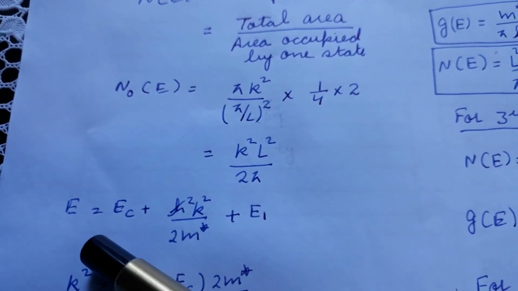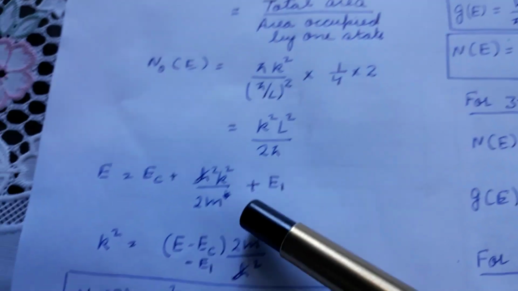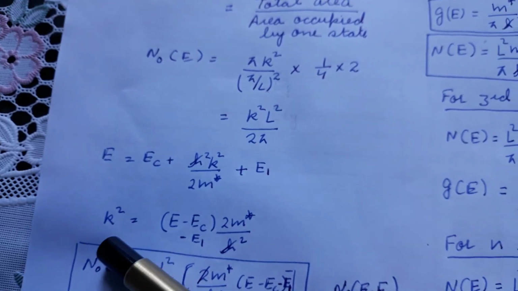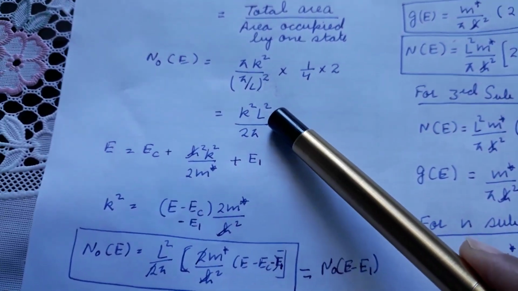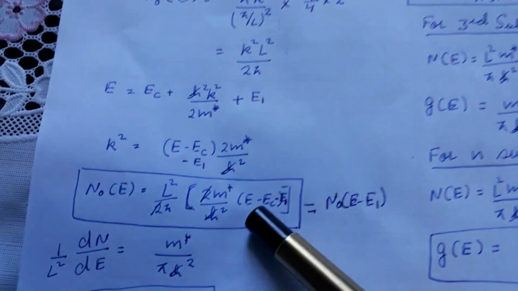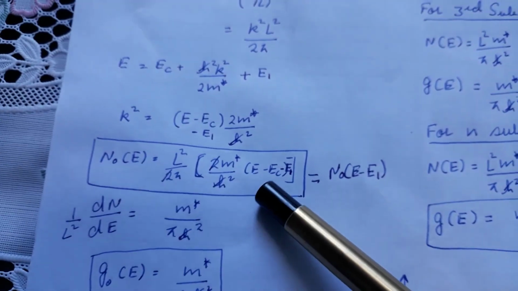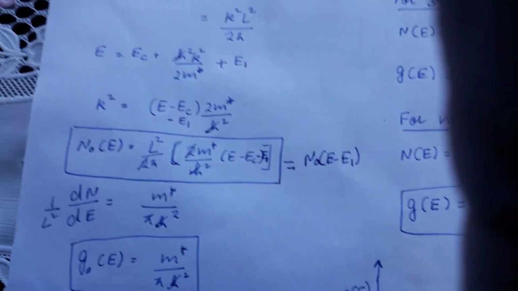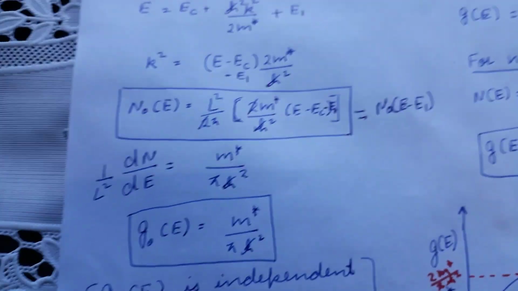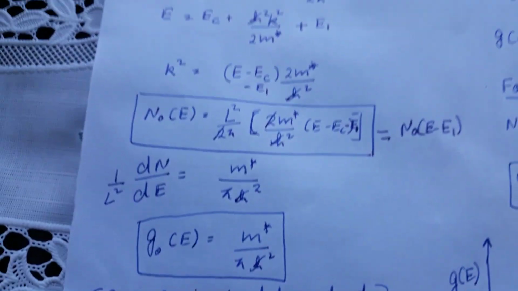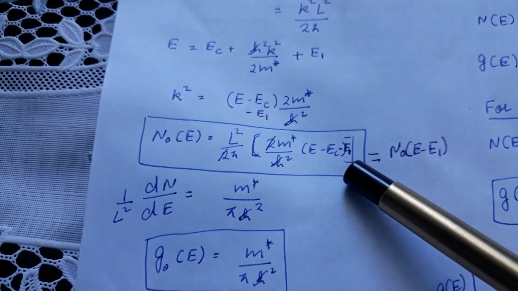So from the dispersion relation, we can find out the value of k squared, and we can put it in this equation, and we can find out the number of states in terms of energy. So the number of states in terms of energy depends upon E minus EC minus E1.